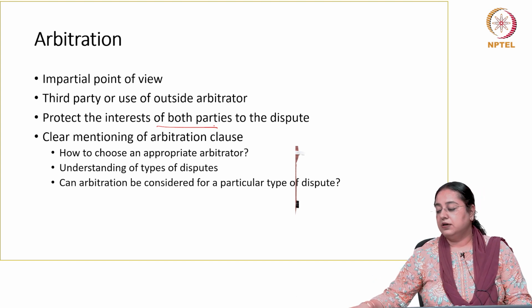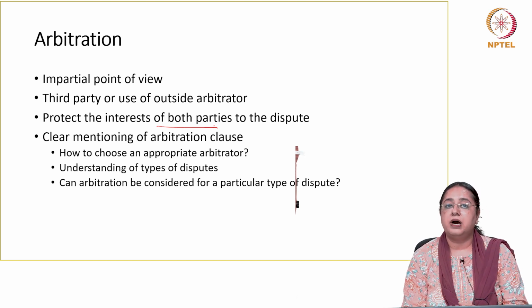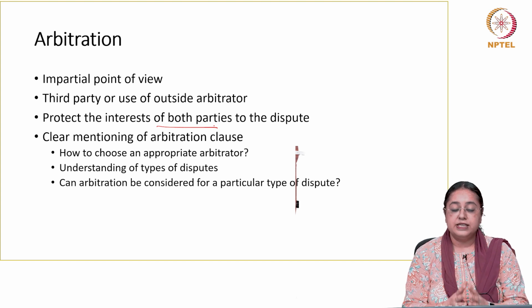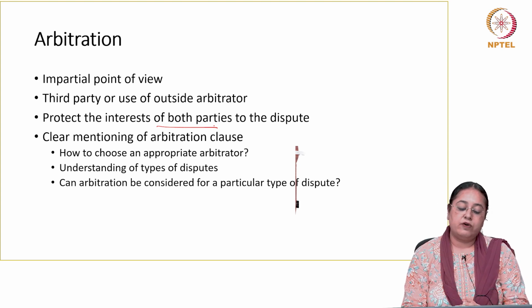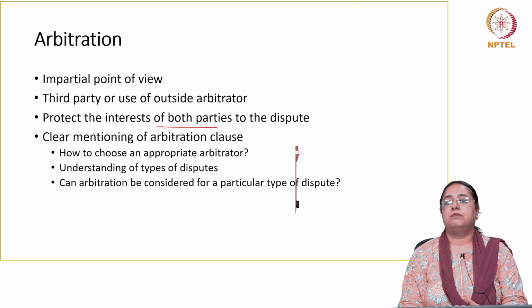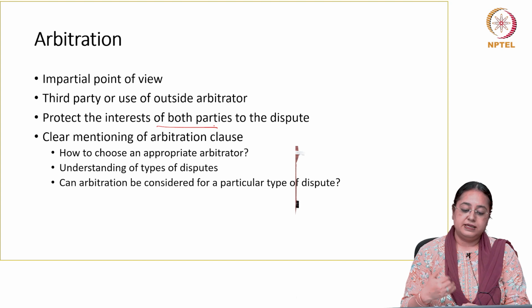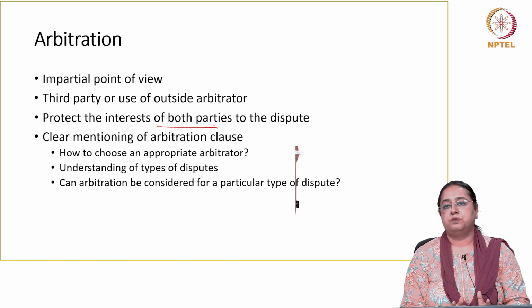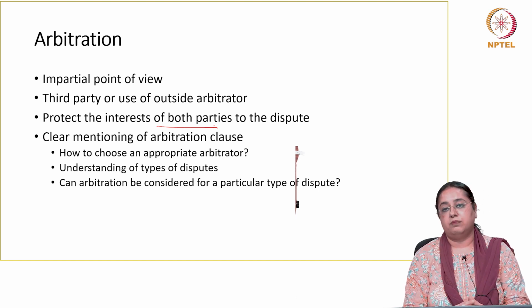When the clause for arbitration is written, because it is an impartial point, one has to be very clear in mentioning how to choose an appropriate arbitrator, and understand the different types of disputes. A dispute can be on the price, on the delivery, or on behavior. There can be many aspects. It is better if parties understand what kind of disputes can happen, so that arbitration can be considered for a particular type of dispute.